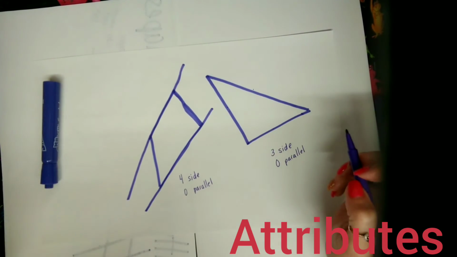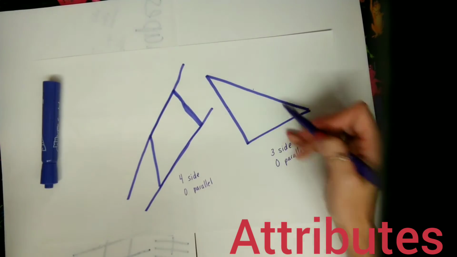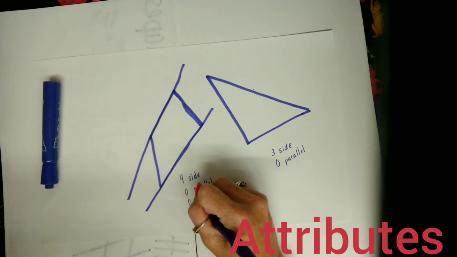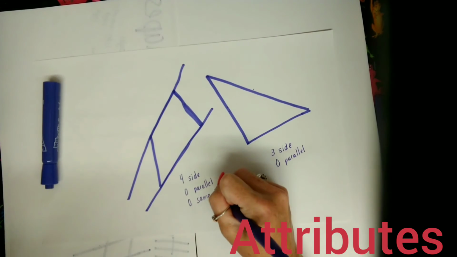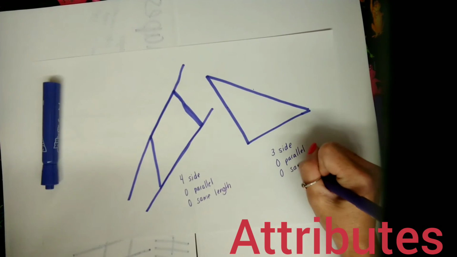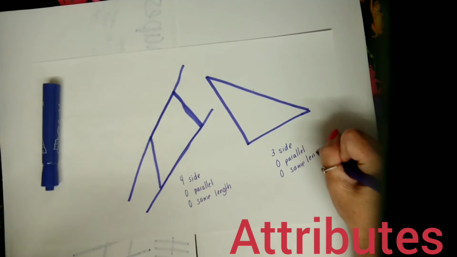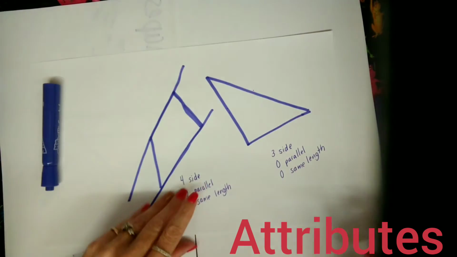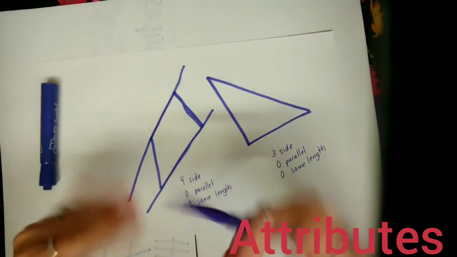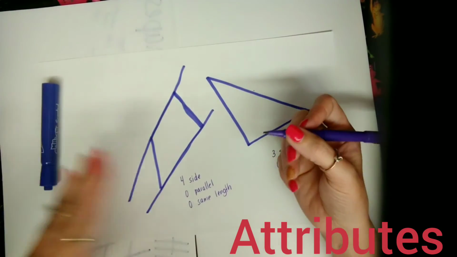All right, do I have any legs that are the same length? These are all different. These are all different. So no same length legs. All right, so we've checked the measure, which is the length. We've checked whether they're parallel, and we've checked the number. So we're good there.